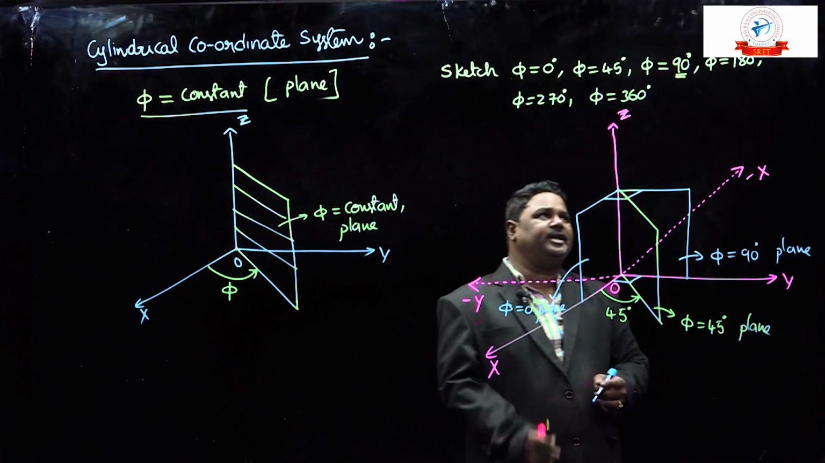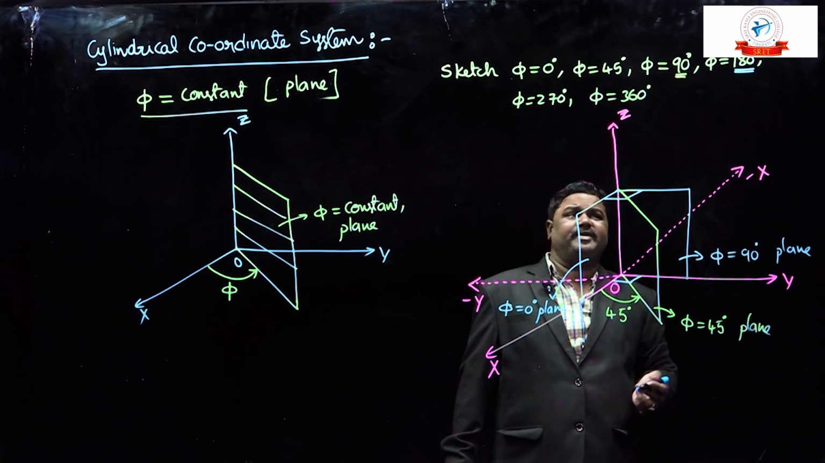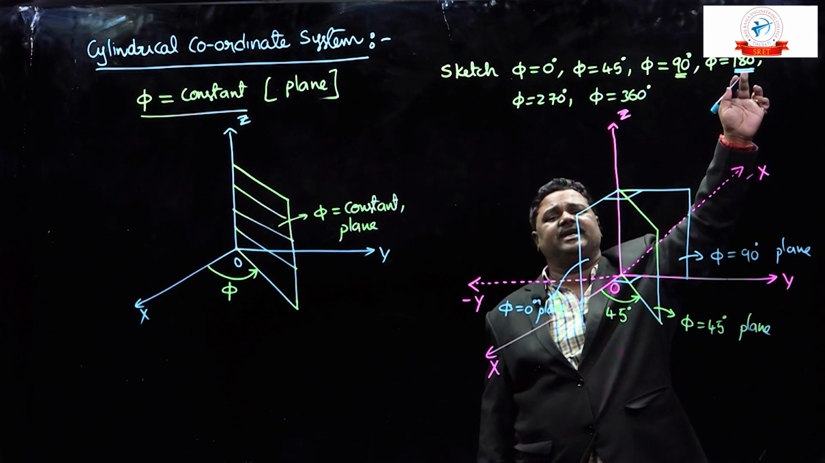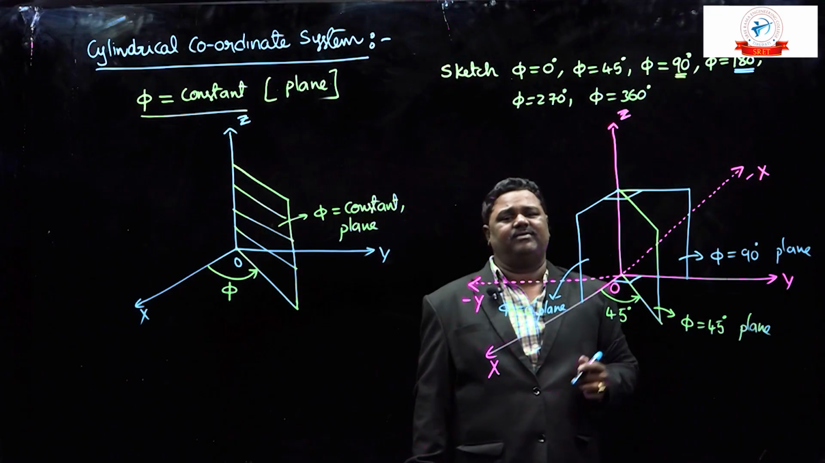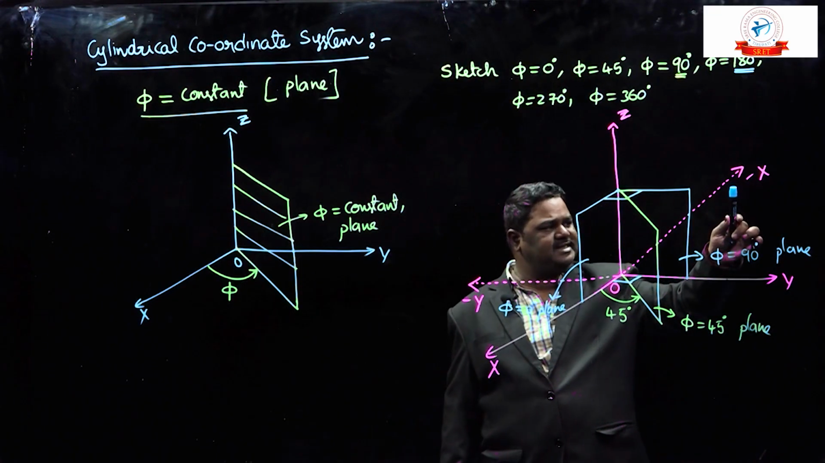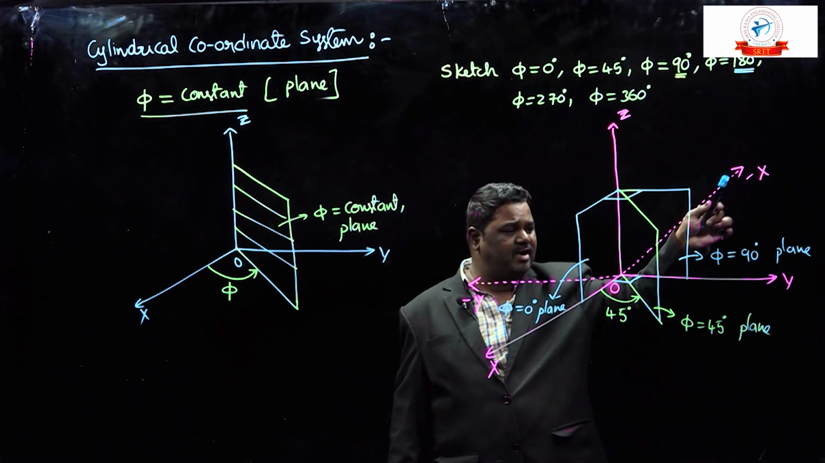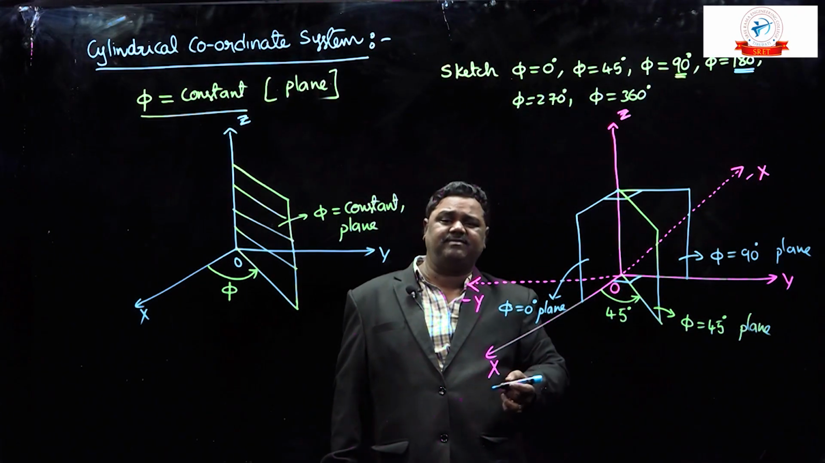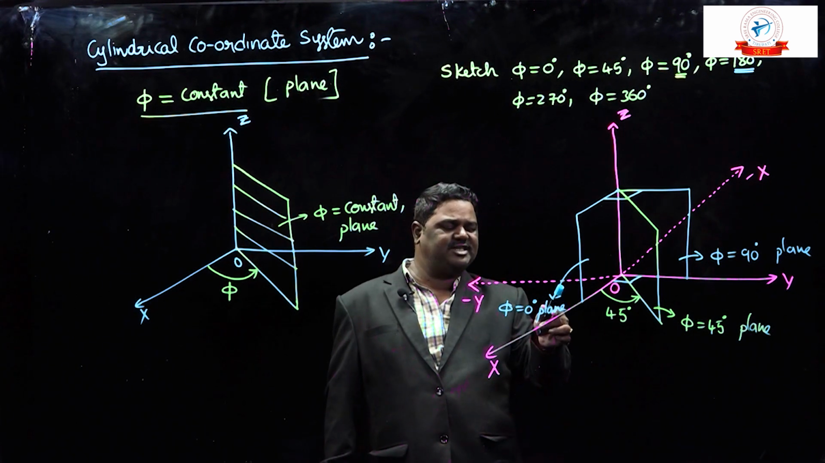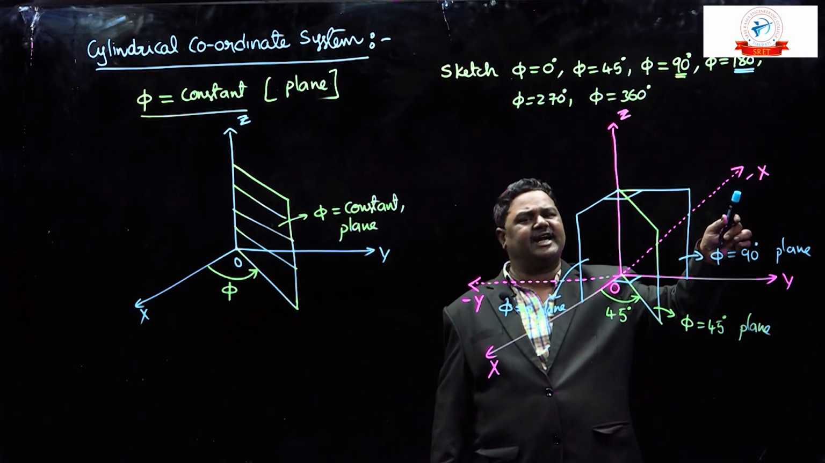Similarly, you consider the next plane, the phi is equal to 180 plane. What is the meaning of phi 180? The plane which makes 180 degrees with the x-axis is called the phi is equal to 180 plane. You tell me, what is the angle between the x-axis and the minus x-axis? The x-axis and minus x-axis form a straight line. What is the angle of a straight line? The angle of a straight line is 180 degrees. So if a plane makes 180 degrees from the x-axis, that plane should move onto the negative x-axis.